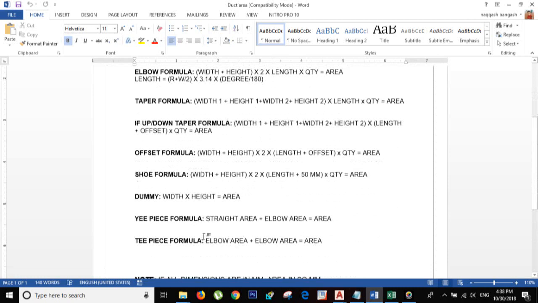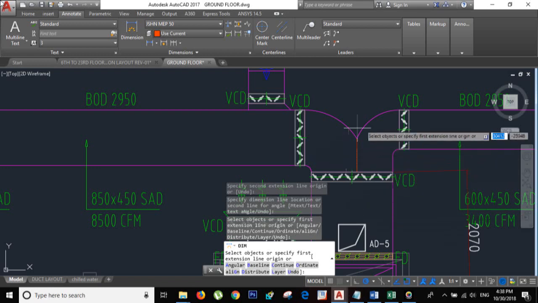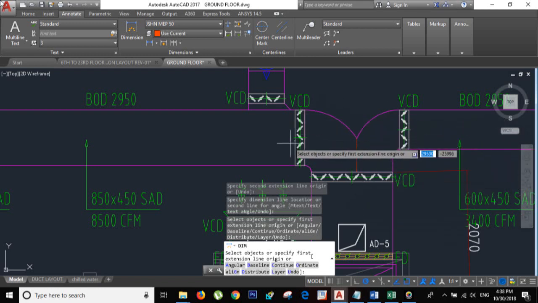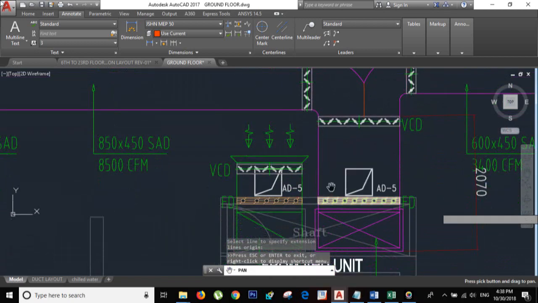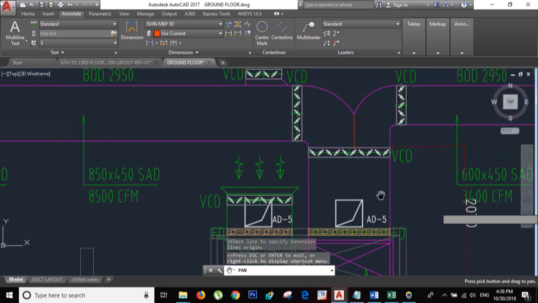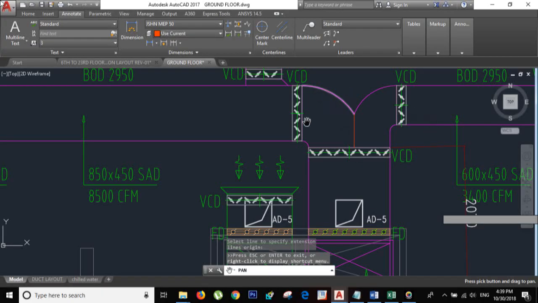What is the formula? You can see here, straight area plus elbow area. So you will calculate this elbow area, this elbow area and this straight duct. When you calculate these three areas and add them up, you will get the total area. And this is the same for the T piece formula. T piece actually is the two elbows formula, like this. You will calculate the two elbows and add up, you will get the T piece.